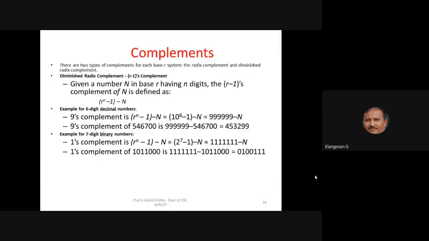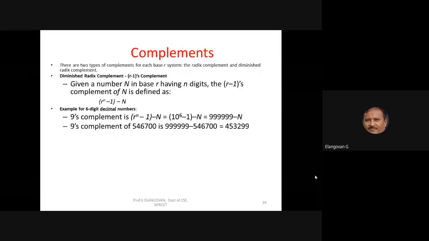So how to take the 9's complement, that is the diminished radix complement. If the number base is 10, then the 9's complement is the diminished radix complement. If a decimal number is given, how do we get it, that is the next step. Usually, if any number is given, each position has to be subtracted from 9.